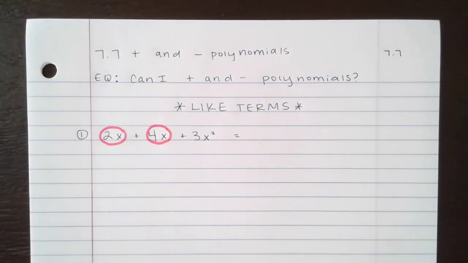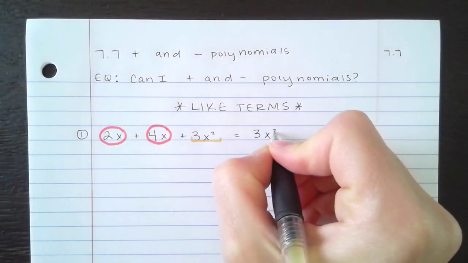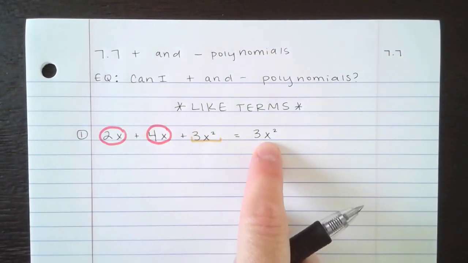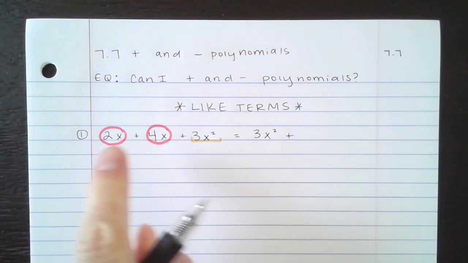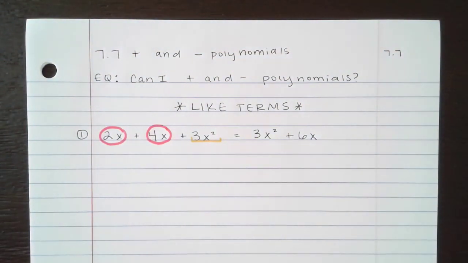In this case, there is only one x squared, so that's going to be all by itself. You can't add it to anything else. It's more mathematically correct to put your biggest exponents first, and then the smallest exponents. And what is 2x plus 4x? That is 6x. So that is a very simple problem of what you're going to be expected to do today, adding up all of those like terms.